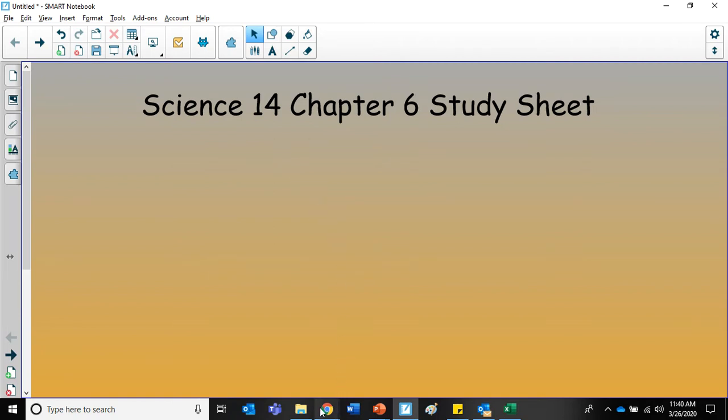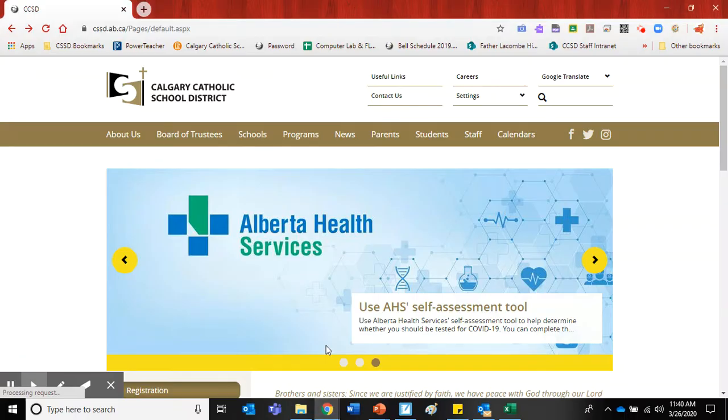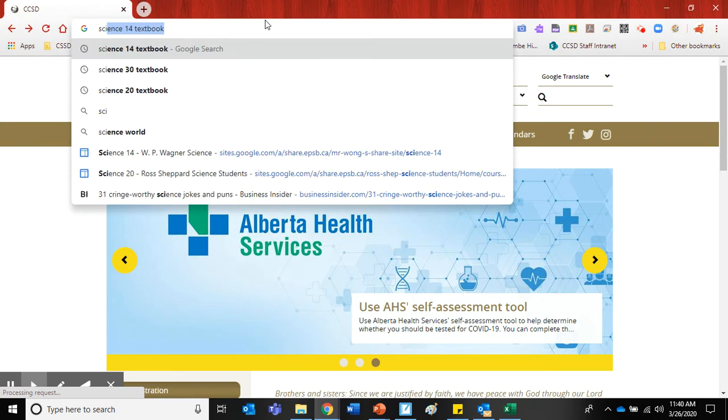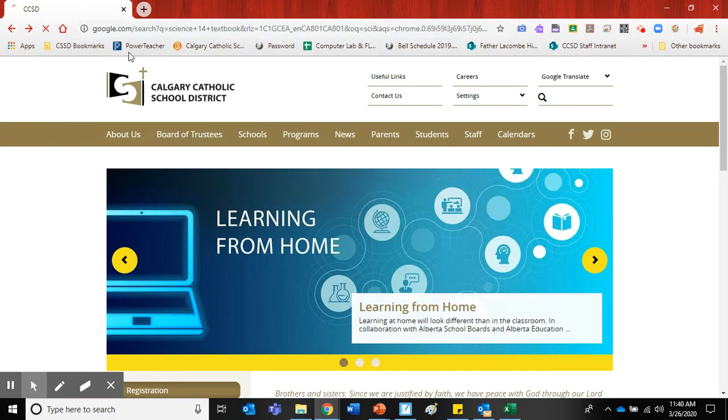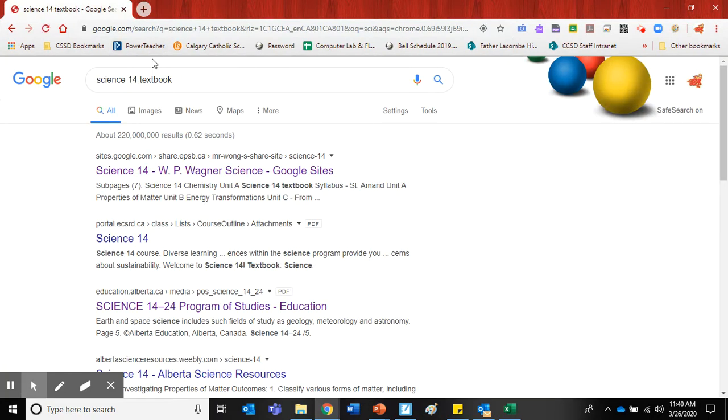Well, open up a web browser. I choose Chrome. And right at the very top, search up Science 14 textbook. You'll see right here, I've already Google searched it, so I have it in my search history. And it comes up with this school up in Edmonton, they've already posted it.